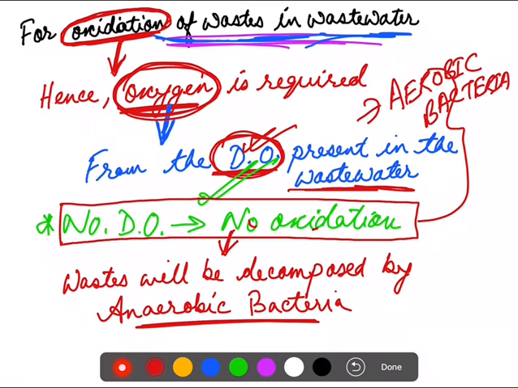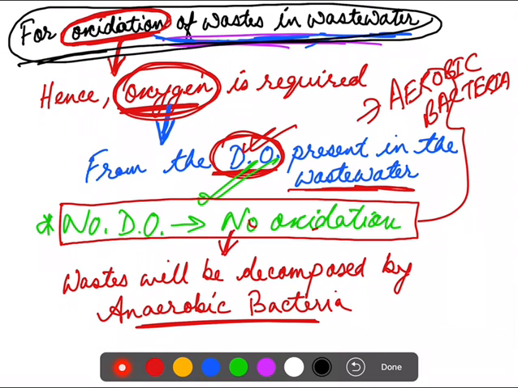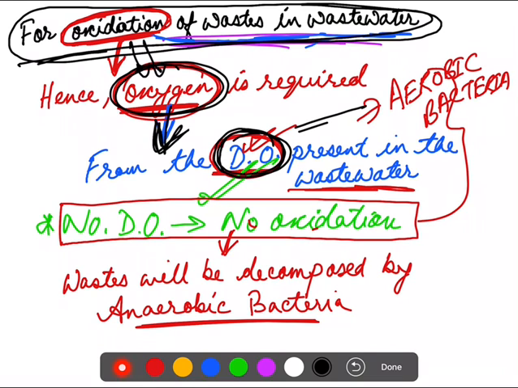Since it can oxidize the biodegradable organic impurity, for oxidation of waste in wastewater, bacteria will utilize oxygen. How are they getting this oxygen? They are getting it from the dissolved oxygen present in the wastewater. In this case aerobic bacteria is taking this action, and also facultative bacteria, because facultative bacteria can survive in both aerobic and anaerobic conditions.